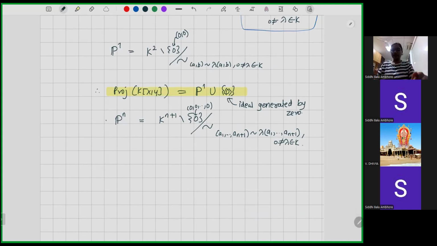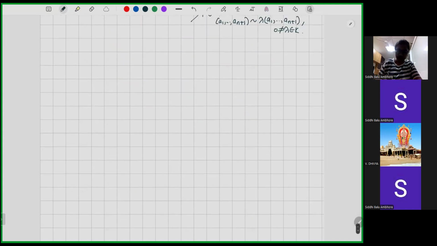This was actually straightforward information we gathered from the height of my ideal and how the height 1 prime ideals are principal ideals in a UFD. And we obtain everything from that point. Okay, so I hope this much was clear. Let us move to the next question now.